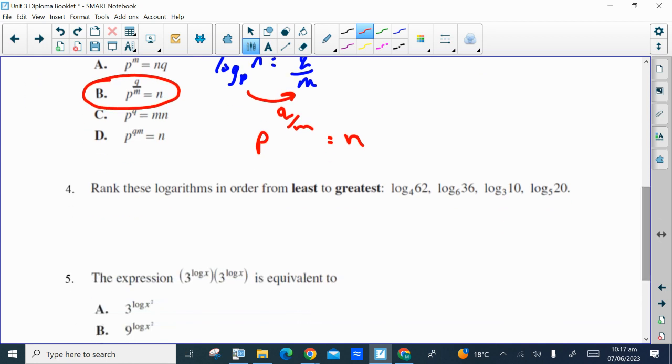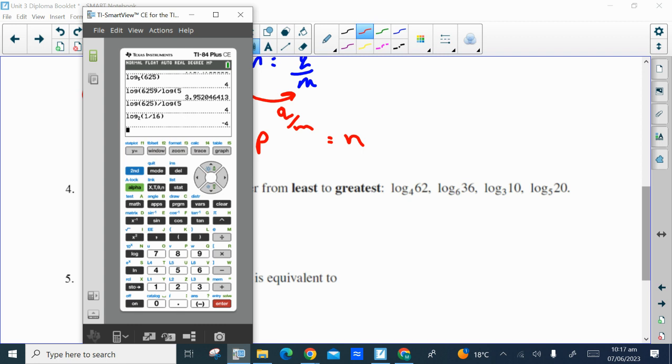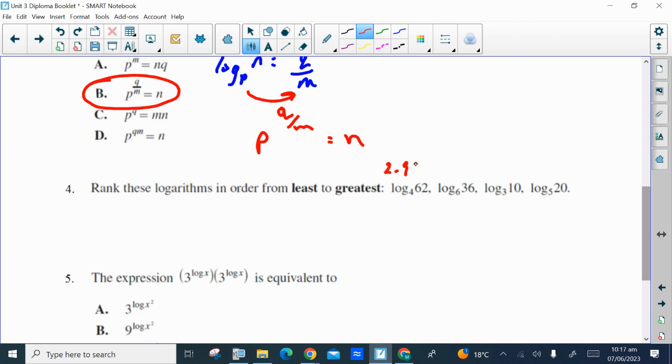Number 4 says rank those logarithms in order from least to greatest. So you just use your calculator to find the value of each one. First one, log base 4 of 62 has that value, 2.98. Log base 6 of 36 would be 2 because that's asking 6 to what power is 36.